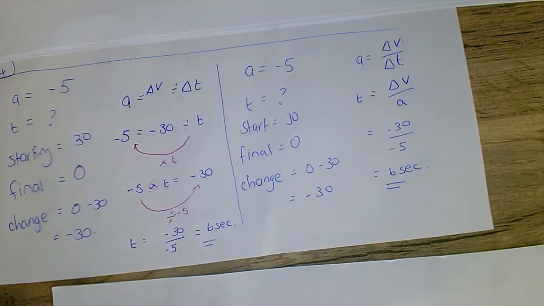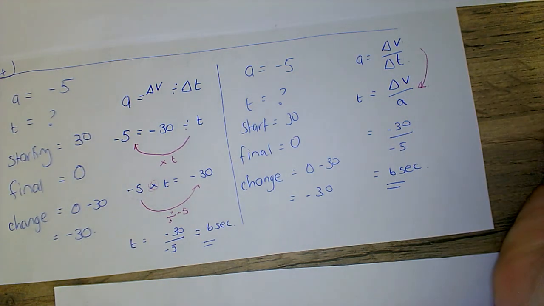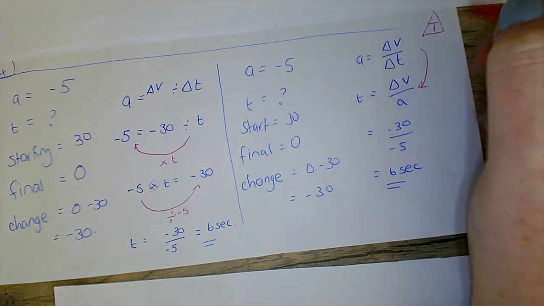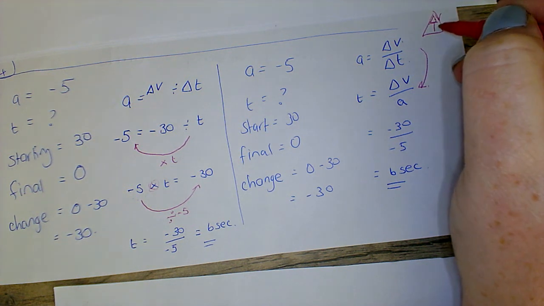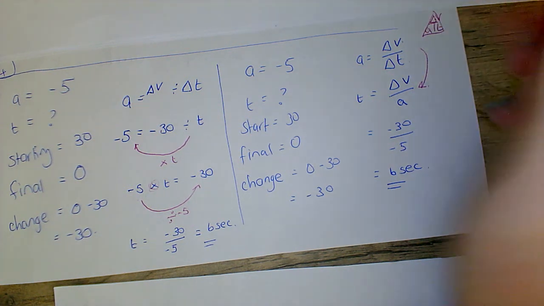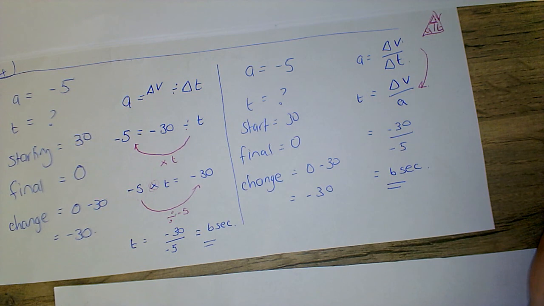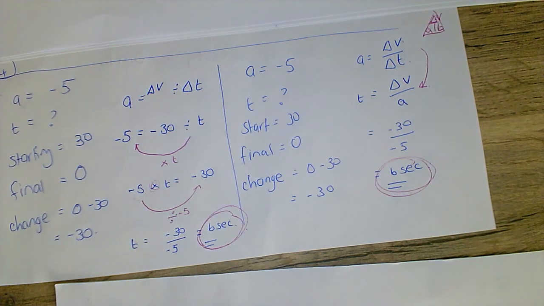Obviously this way is a bit more complicated, and I appreciate that. This way you've got to know how to get from here to here, and you can use a triangle. You've got your change in velocity, time and acceleration. You cover the one that you want, and it's change in velocity over acceleration. It just depends how you remember it. But you can see here that both ways give you the same answer.